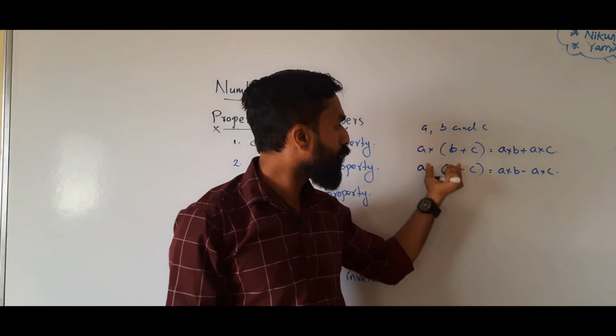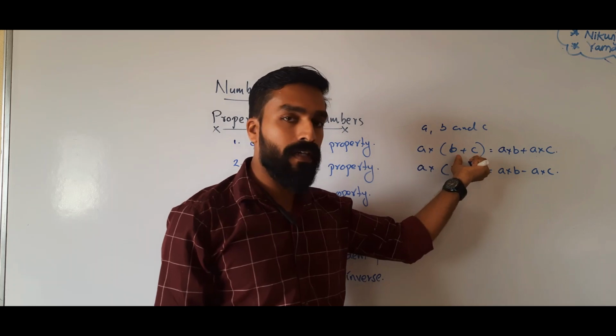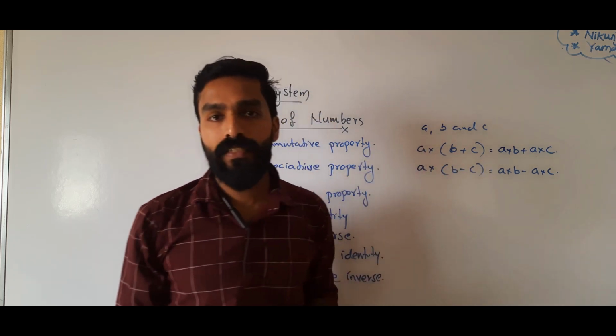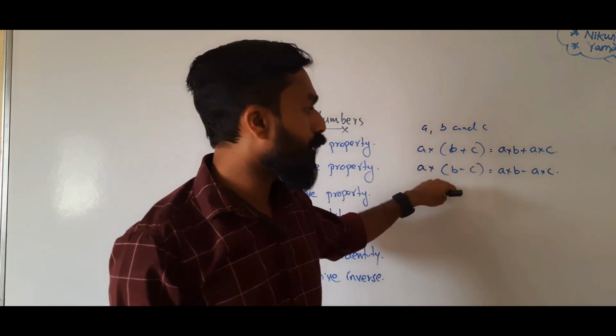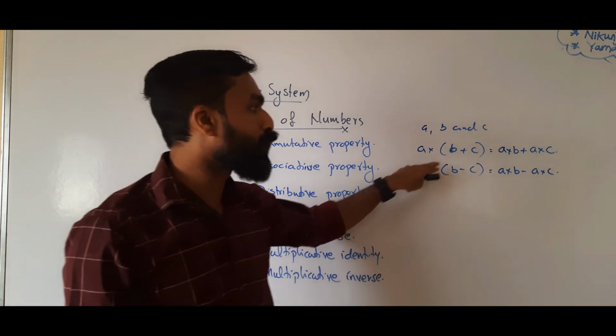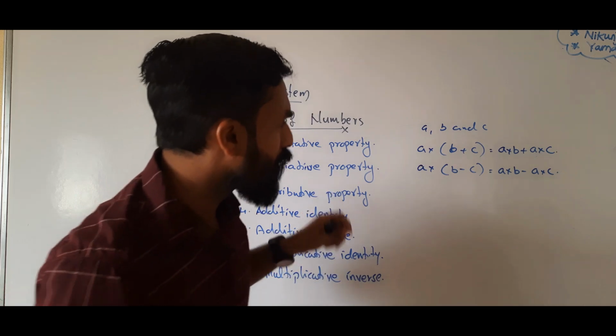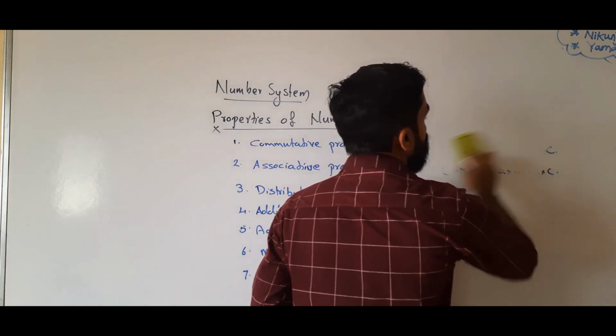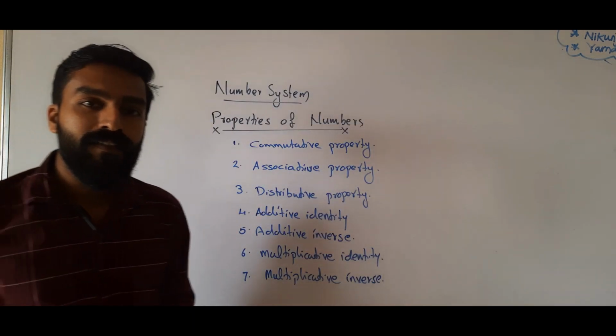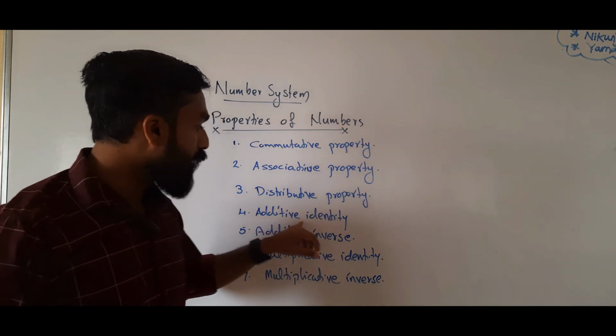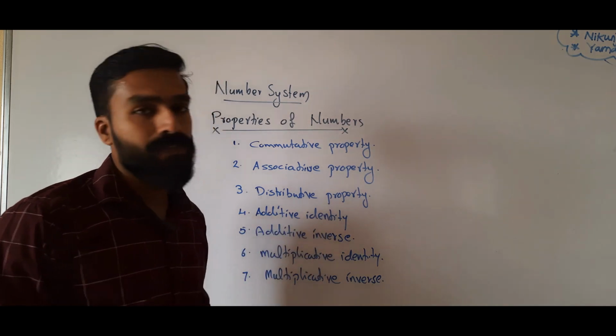So distributive property, multiplication over addition, multiplication over subtraction. Two cases are there. This is the general expansion, otherwise the general equation of a distributive property. Okay, these are the main properties in a number system. Next we are going to discuss additive identity and additive inverse.